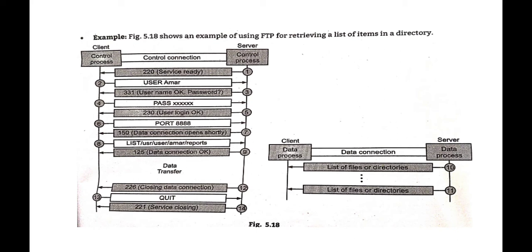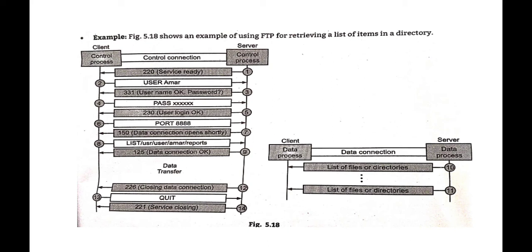Then the next one is step number 4. What happened? In step number 4, the client sends the PASS command. The PASS command is nothing but the password. Then in step number 5, from the server to the client, the server responds with 230, user login is okay. It means now you can log in to the particular Facebook page or Gmail page. This response goes from the server to the client.